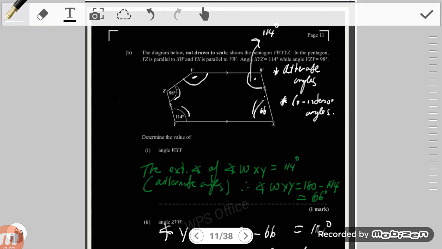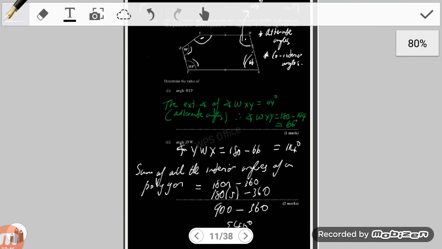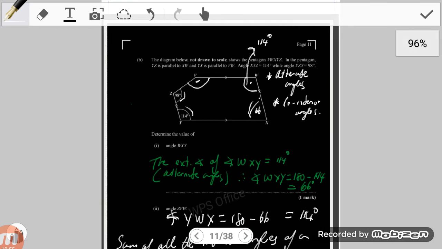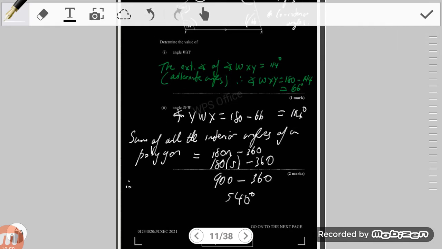Now we know 4 of the angles. We know that this is 98, we know that this is 114, we calculated this to be 66, and we also calculated this to be 114. So just using very basic geometry, since the sum of all the angles is 540, the angle which we're looking for here, which is what is it that they ask us for? The angle ZVW. So angle ZVW is going to be equal to 540 minus the sum of all the angles that we have, which is 98 plus 114 plus 114 plus 66.